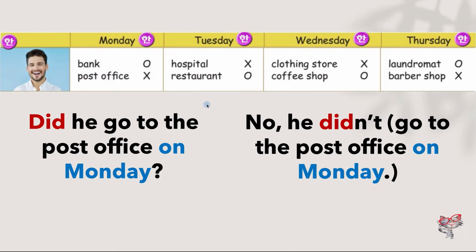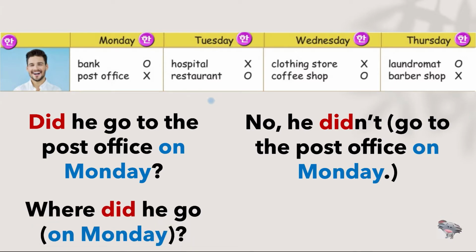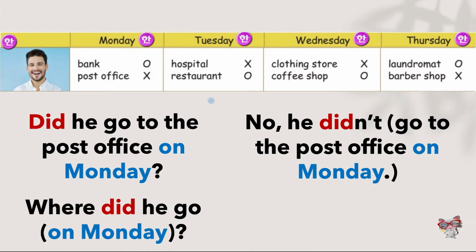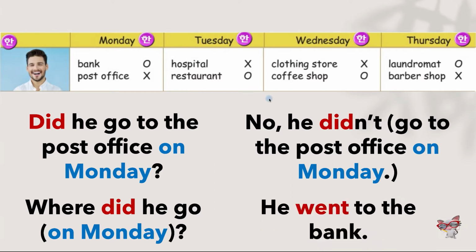So I'm going to do a bit more than the book. I'm going to ask you a question. A W question. Where did he go on Monday? He went to the bank. He went to the bank on Monday. All right, so here, did he go to the post office on Monday? No, he didn't. Where did he go? He went to the bank. So we got went here, which is the past tense of go.